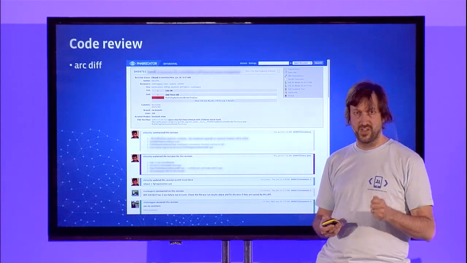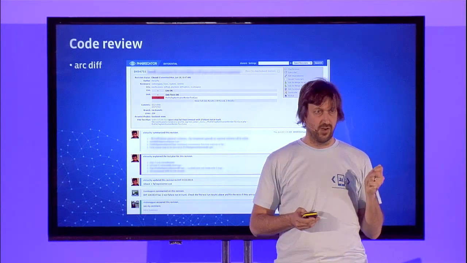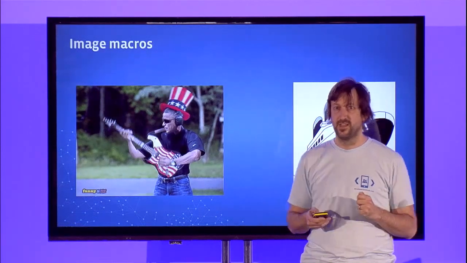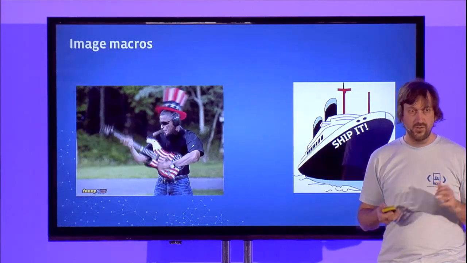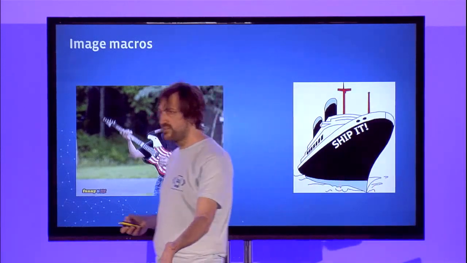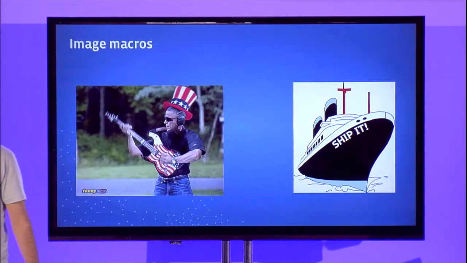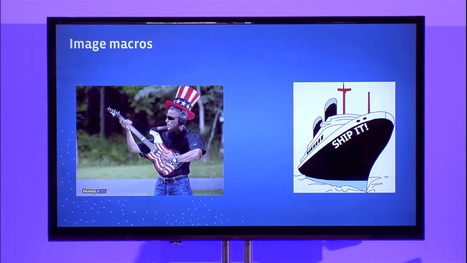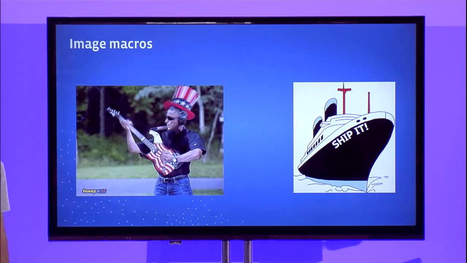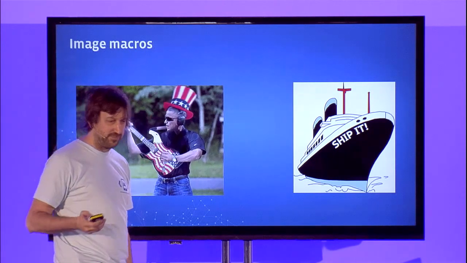The killer feature of Phabricator, and one of the reasons why I really enjoy using it, image macros. You can litter your review with these image macros, right? I have no idea what Obama playing a bald eagle guitar actually means, but I do know what ship it means. I'm sorry, I find it fascinating. I find it hard to tear my eyes away from that. Not in a good way.